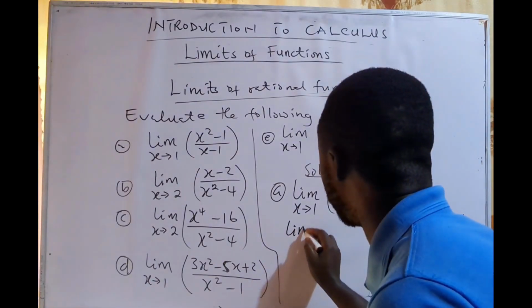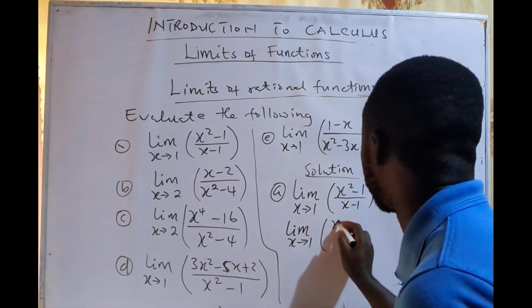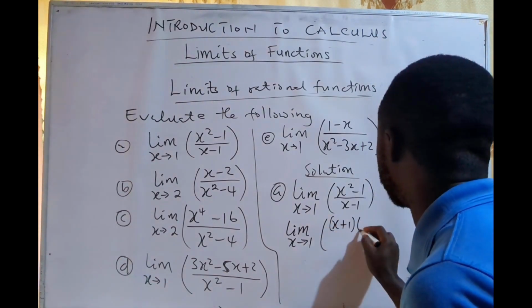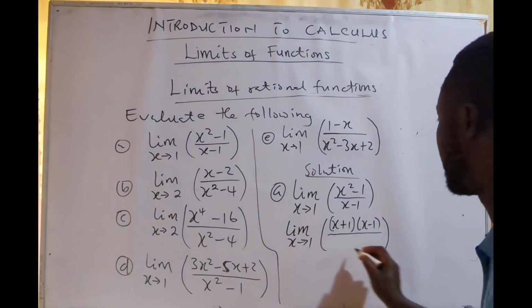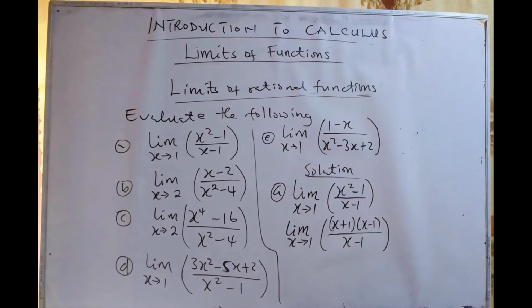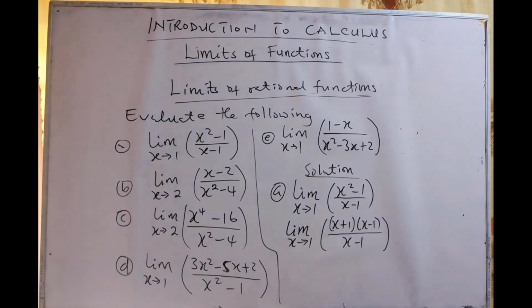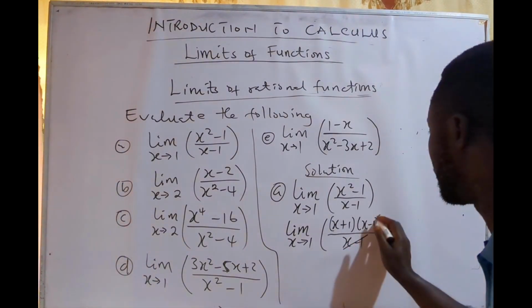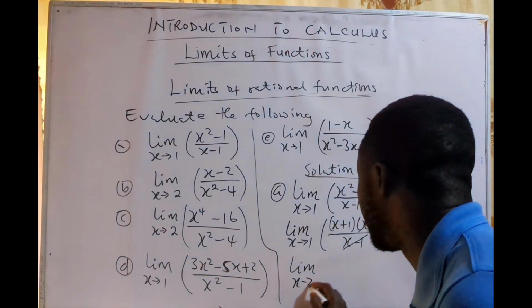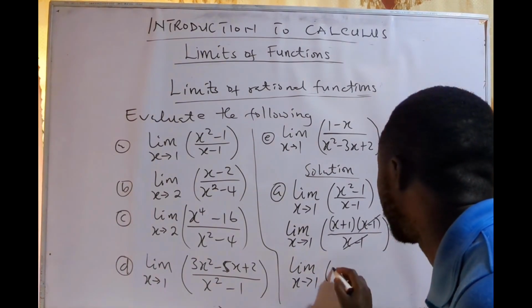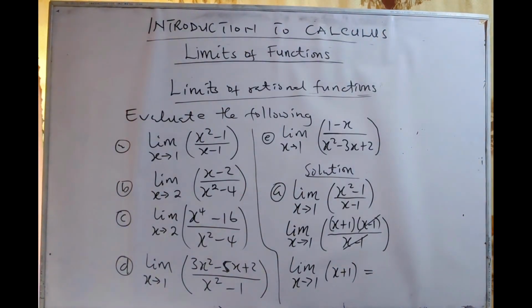So I'll have the limit as x approaches 1 of x plus 1 times x minus 1, which is the difference of two squares, all divided by x minus 1. So x squared minus 1 is the same as x plus 1 times x minus 1, so that x minus 1 cancels x minus 1. Then I'll have the limit as x approaches 1 of x plus 1. Now I can get a real number.